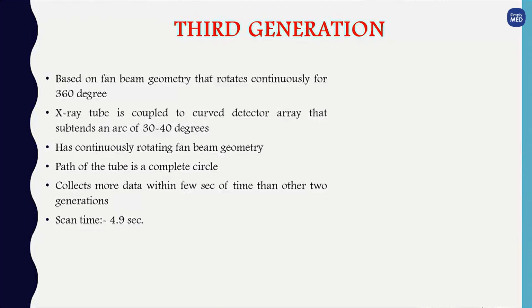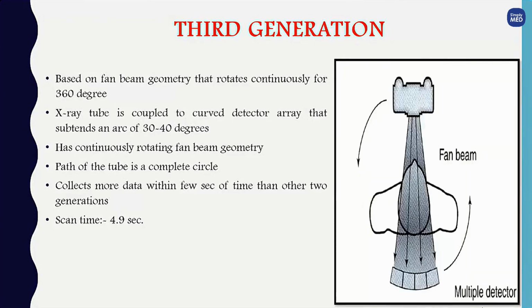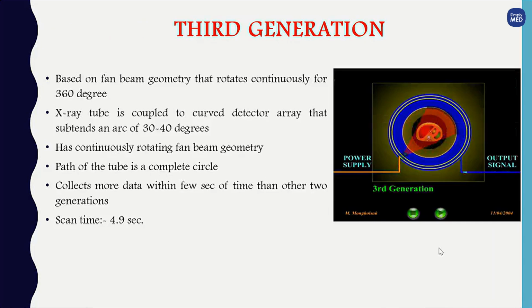Going to the third generation, I hope the first and second are clear for you people. The third generation is based on the fan beam. So here the fan beam, what happened? They will rotate continuously. So the X-ray tube and the detector will be coupled, and they will be in an arc. The detector will be in an arc of 30 to 40 degrees, and the X-ray tube and the detector will continuously rotate. So we have a rotate-rotate system, and complete circle motion of the tube will be there, and we can get the scan time within 4.9 seconds. Like this, we get continuous rotation in the third generation.